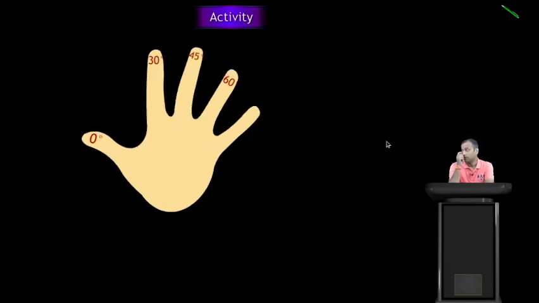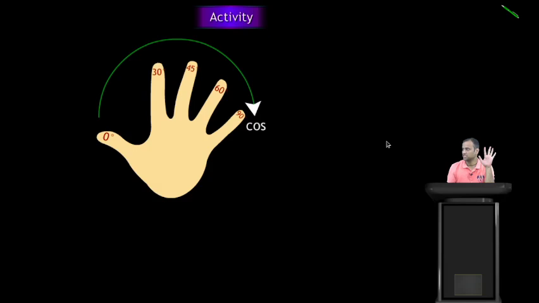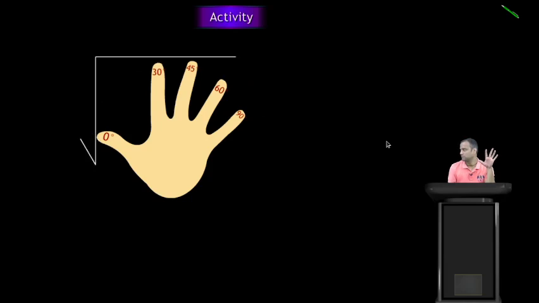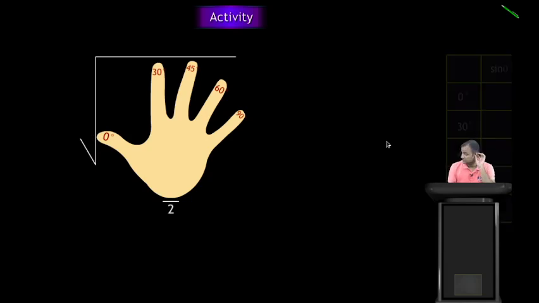So write the angles on your fingers. Okay, it is 0, 30, 45, 60 and 90 degree. So that's how we can find the value. So this is called cos. If you go from 0 to 90 then it is cos, and if you come back then it is sine. Now take the root of all the values and divide by 2.